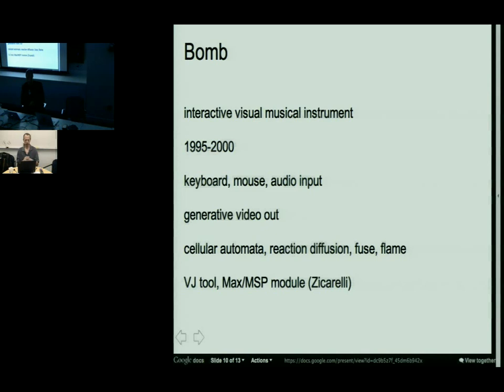But I've also done more traditional interactive art, and interactive art has really become popular in the past, say, 5 years. BOM was an interactive software artwork that I did in the mid '90s, and it was an interactive visual musical instrument.